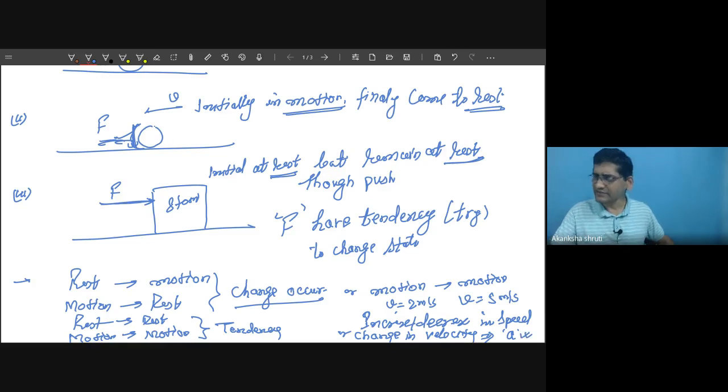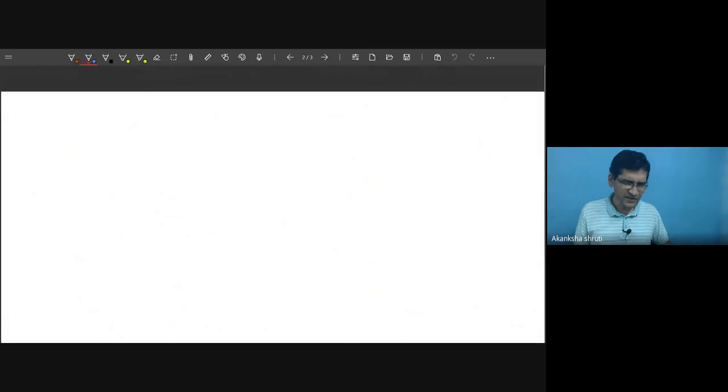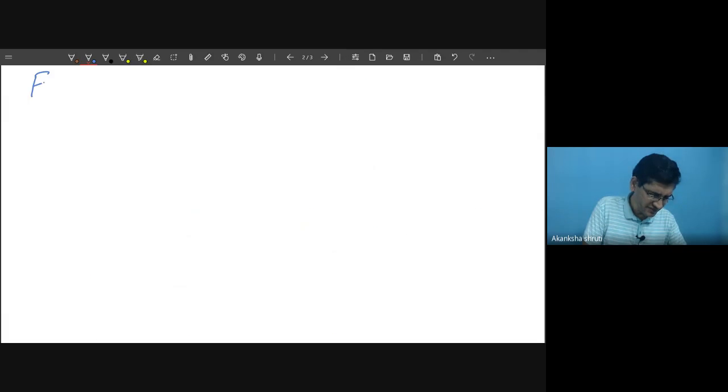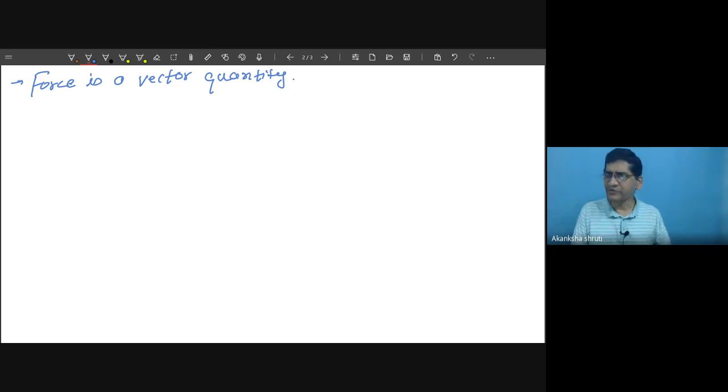It means wherever acceleration is produced, there is always a force. How is that? It is given by Newton's second law, which we will learn. Students, this force is a vector quantity, meaning vector algebra has to be followed.